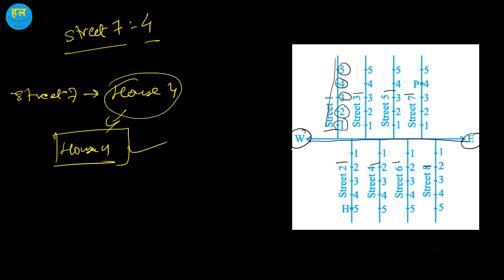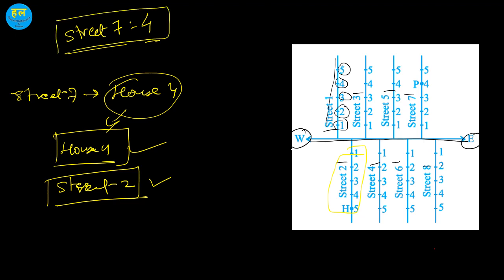Okay, what if someone tells us to locate a house in street 2? We can reach street 2, but there are many houses in street 2, 1 2 3 4 5. Then it will also be very difficult for us to locate a house with only one piece of information. So if we want to locate a particular position in a street, we need to have 2 pieces of information.